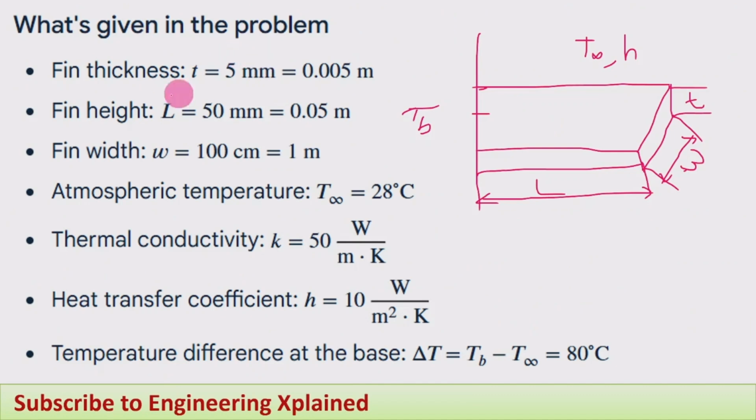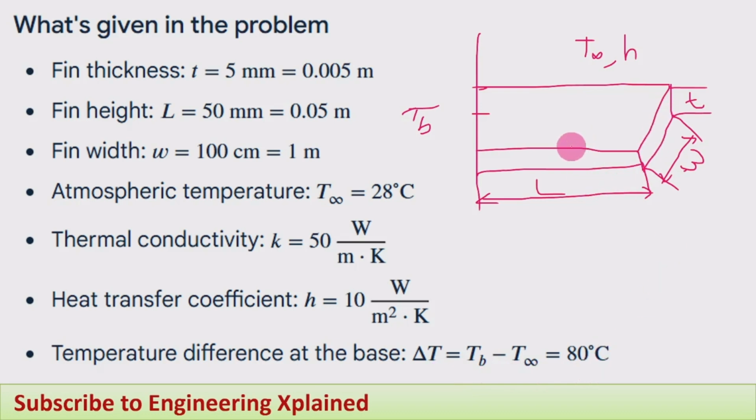What's given in the problem? Pin thickness T equal to 5 mm, that is 0.005 meter. Pin height, that is L, 50 mm, that is 0.05 meter. Pin width W is equal to 100 centimeter, that is 1 meter. Atmospheric temperature T infinity is equal to 28 degrees Celsius. Thermal conductivity K equal to 50 watt per meter Kelvin. Heat transfer coefficient H equal to 10 watt per meter square Kelvin. Temperature difference at the base, delta T equal to Tb minus T infinity, is equal to 80 degrees Celsius.